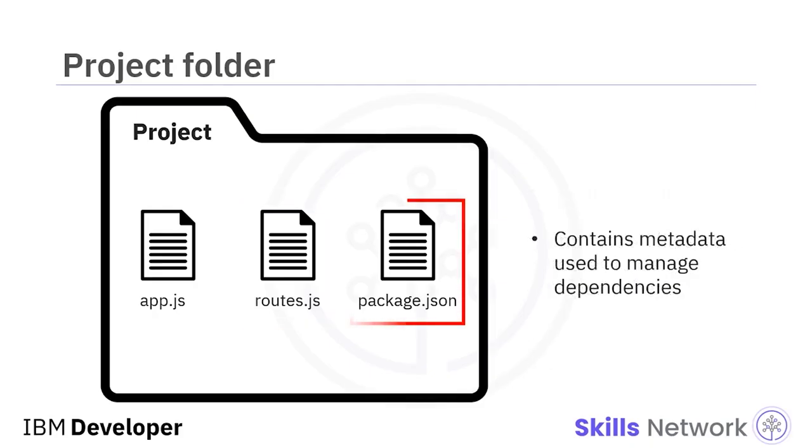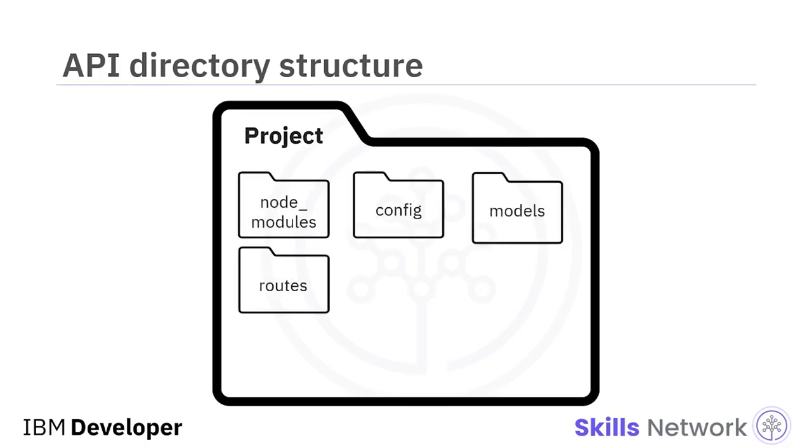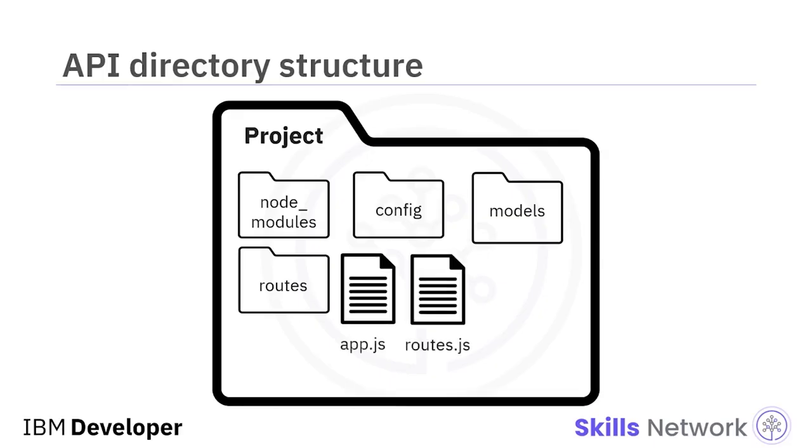And the package.json file contains the metadata used to manage the project's dependencies. When building the folder structure for an API, it is quite similar to the project folder. It does not need the views or the public folders, so the folder should look something like this: Node modules, config, models, and routes. And then the following files: app.js, routes.js, and package.json.